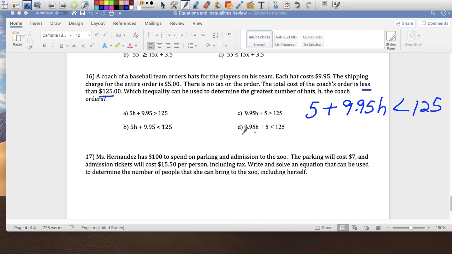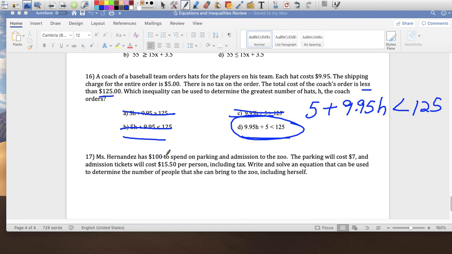Well, less than 125, this so far and this one. This I'm going to ignore and ignore because that says greater and greater. So now, not even doing anything, I already eliminated 2. So is there anyone that looks like a 5 plus 9.95H? Well, this one is wrong because it says $5 per hat. It's not $5 per hat, it's $9.95 per hat. So this one's out as well. Here's your answer. The last one.